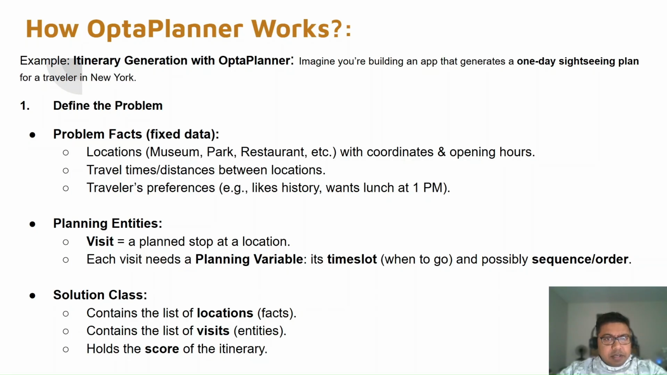Planning entities: visit, that is a planning entity, a planned stop at a location. Each visit needs a planning variable like time slots, when to go. So time slots tell us from when we are going and when we are finishing that one itinerary or one location, and possibly sequence and order. Solution class contains the list of locations, contains the list of visits, and holds the score of the itinerary.